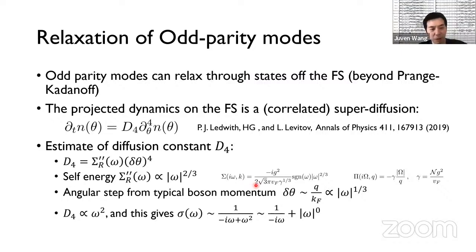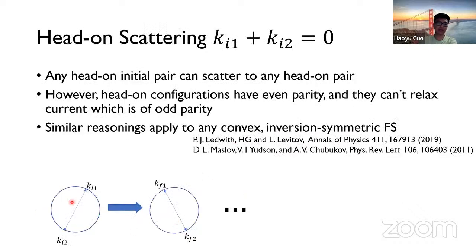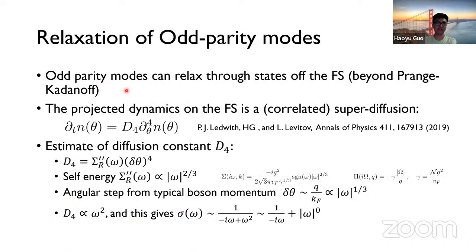What are those states off the Fermi surface? For example, it just means the states with a cosine k that is non-zero. Here we assume the momentum is also on the Fermi surface. That is, we have performed a kind of reduction procedure following Prince and Katanov, by first only looking at states with cosine k equal to 0. But it turns out that to have some relaxation of this mode, you need to also look at states with a cosine k that is non-zero.